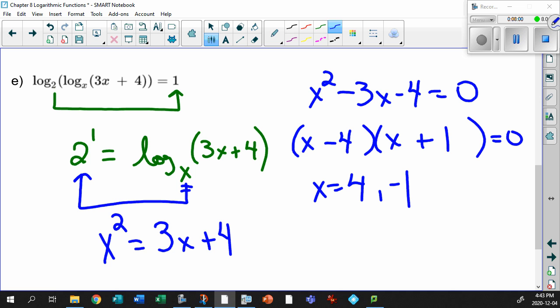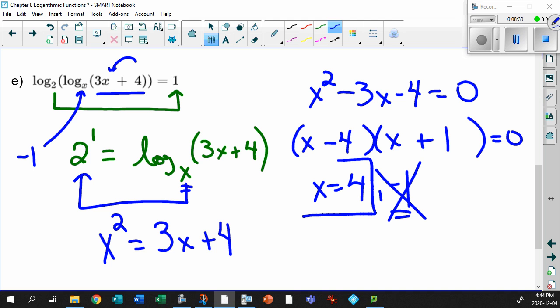Right? Okay, so let's check to see which one will work. And again, if you put in a minus 1, let's see. Put the minus 1 in here. 3 times minus 1 is minus 3. Minus 3 plus 4, hey, that's a positive number. But don't forget, the minus 1 also has to be a base. And you know and I know, you can't have minuses as bases in logs. Ah, rats. So you only have one answer, and that'll be 4.